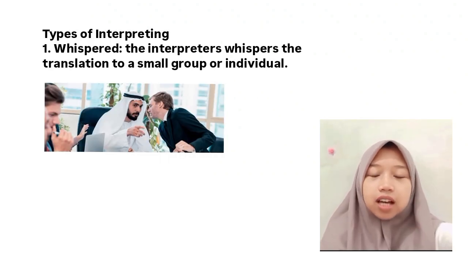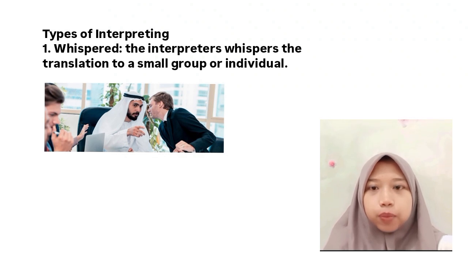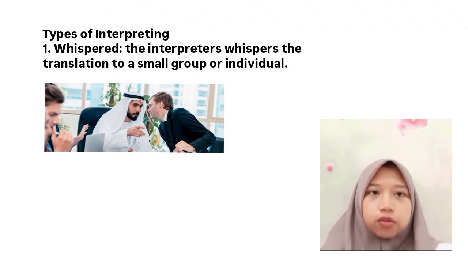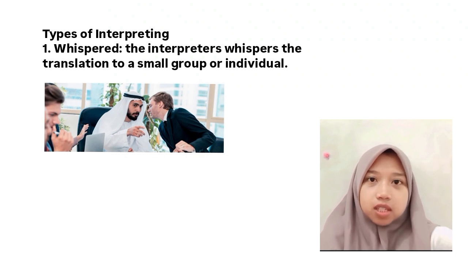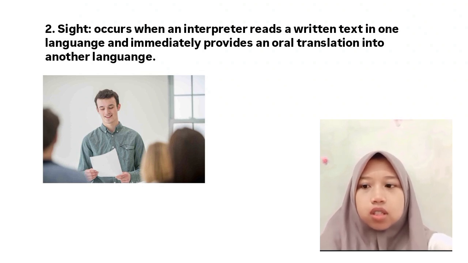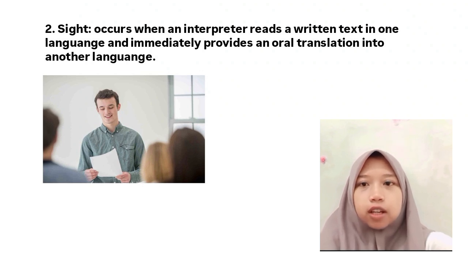Then we have the types of interpreting. Number one is whispered. The interpreter whispers the translation to a small group or individual. For example, at business meeting. Number two is sight. Occurs when an interpreter reads a written text in one language and immediately provides an oral translation into another language. For example, at courtrooms.